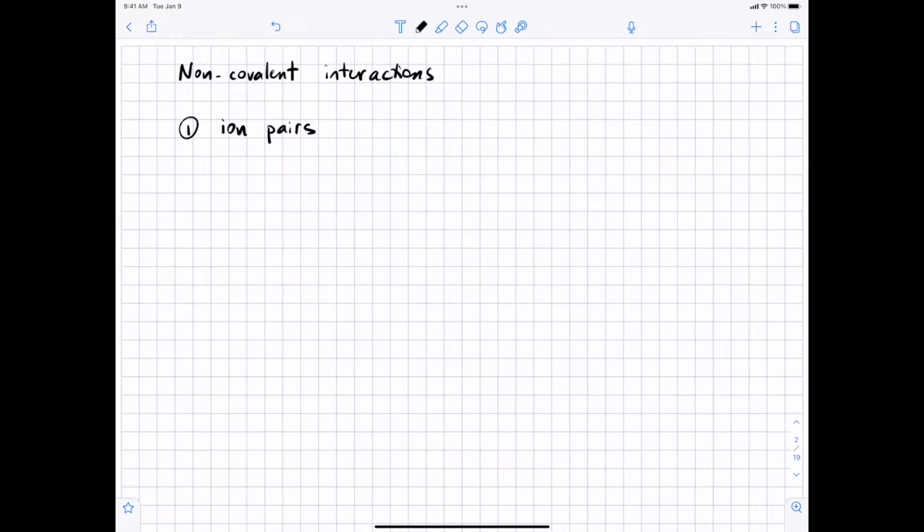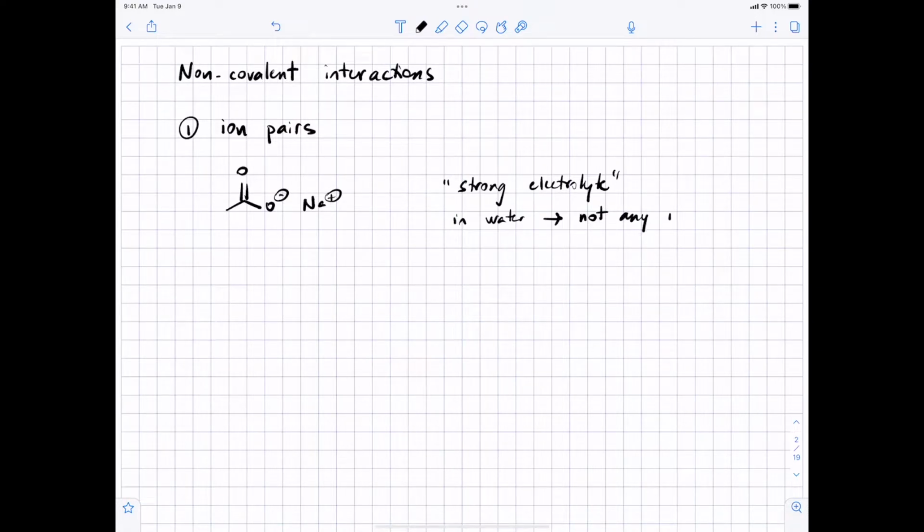Let's talk about how context can affect the strength of ion pairs. For example, sodium acetate is what we call a strong electrolyte because in water there's not really any ion pairs, but rather the two ions separate from each other. And the reason for that is that if you add water, you can have water molecules surrounding the negative charge.